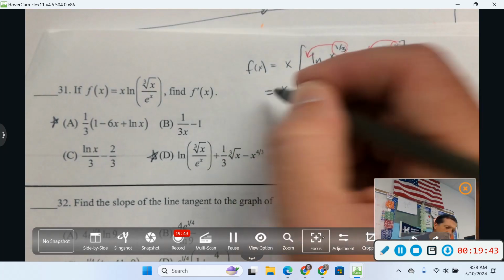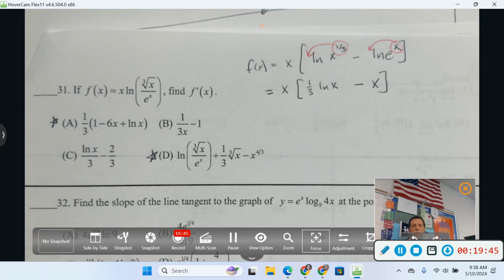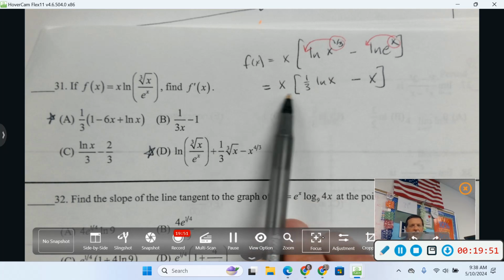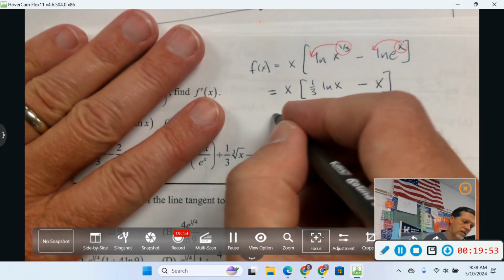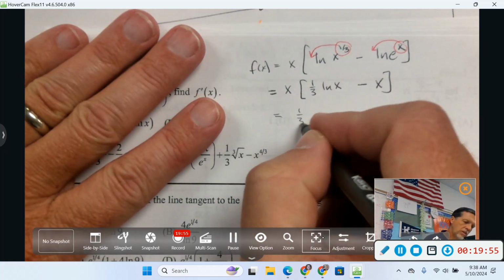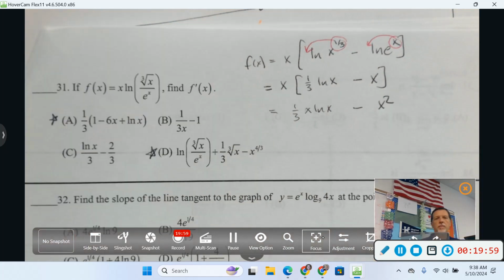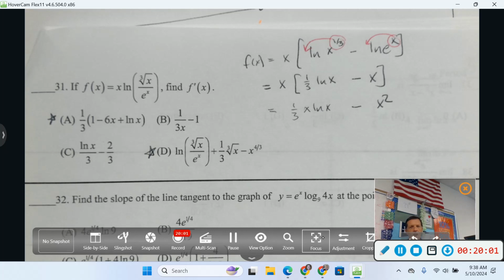I still have an option here. If I take a derivative now, I have to do the product rule on kind of this whole chunk of stuff. I think I'm going to distribute. So 1/3 x ln x minus x squared.